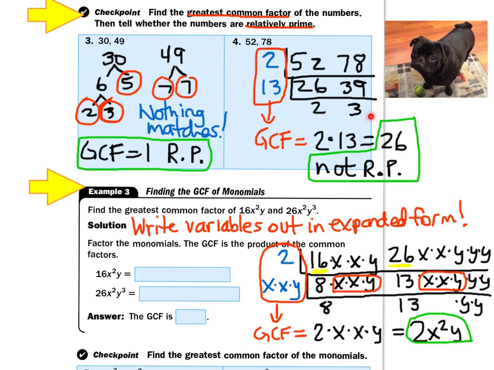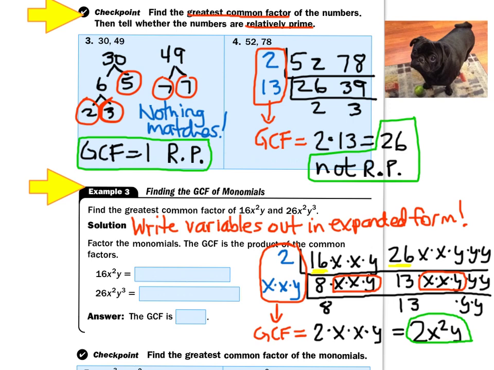And so when I got to 2 and 3, I knew nothing would go into those except 1, so I was done. So my greatest common factor is right here. I brought it down. Greatest common factor is 2 times 13, which is 26. So these numbers are not relatively prime.